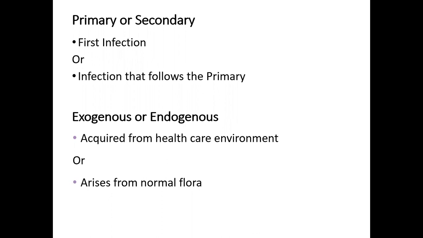And then we have exogenous and endogenous. Your exogenous are related to healthcare, so the pathogen is acquired from the healthcare environment. Endogenous healthcare related is when the pathogen arises from the patient's normal flora because of the treatment. So the most common example of that would be a yeast infection that develops from antibiotics.